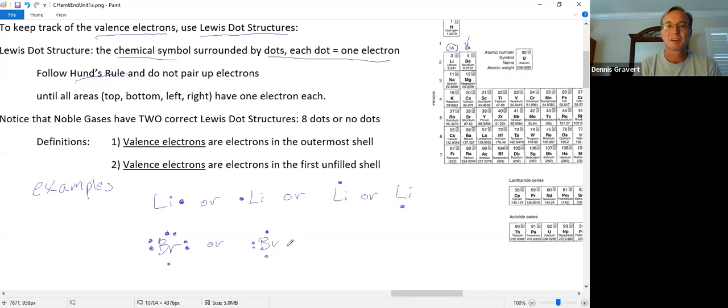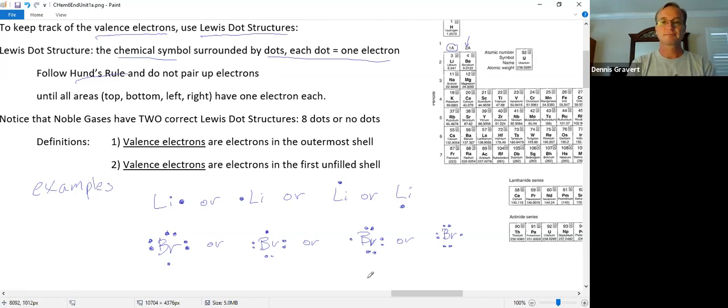I know, it looks like I'm pairing them up immediately. I shouldn't. Should put them up like that. Follow Hund's rule. Okay, and let's have a dot on an unpaired electron on the left. And what's my last possibility? It could have been on the right. There we go. You pick one, whatever works.